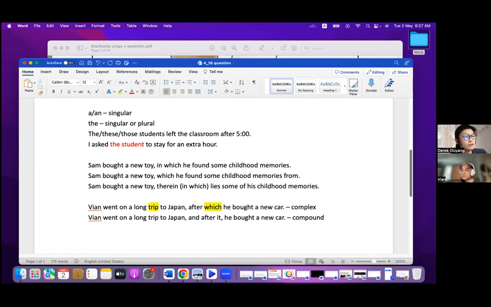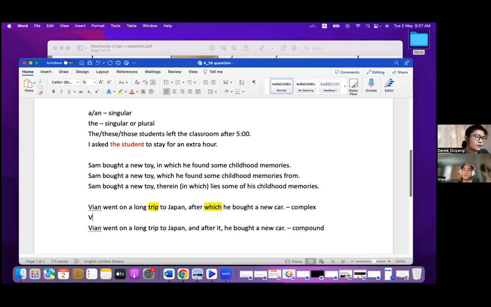But for me, I would never say after which. I would say, Vian went on a long trip to Japan, and then I would say, thereafter he bought a new car. I would not say after which. I would just say thereafter. So thereafter means after which, just like therein means in which. Understand what I mean?